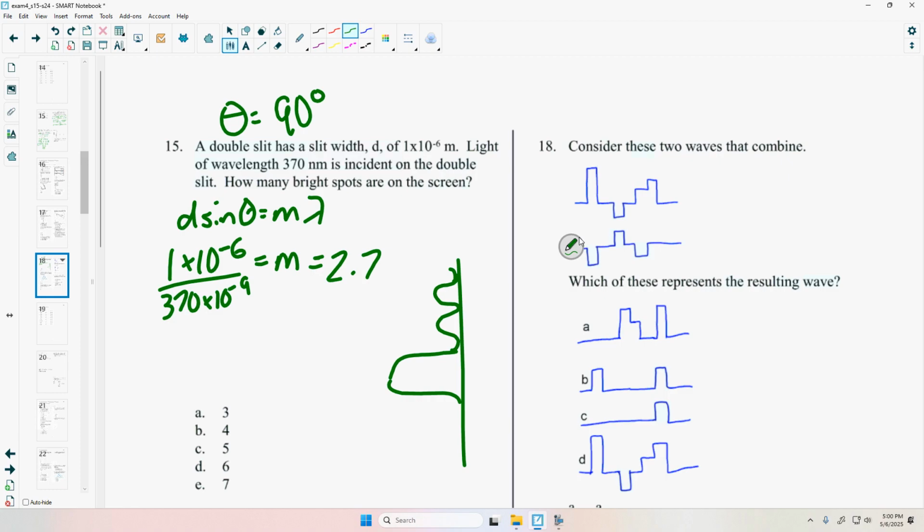However, that's not what I'm asking. I'm asking how many bright spots are there. How many bright spots are on that screen? There's 5, right. There's the 1 central bright spot, and then there are 2 on either side. So if I ask you how many orders, you're going to say what? 2. If I ask you how many bright spots, you're going to say 5. Usually I ask how many bright spots are there, but I don't remember what I asked on this order of bright spots. Good question.